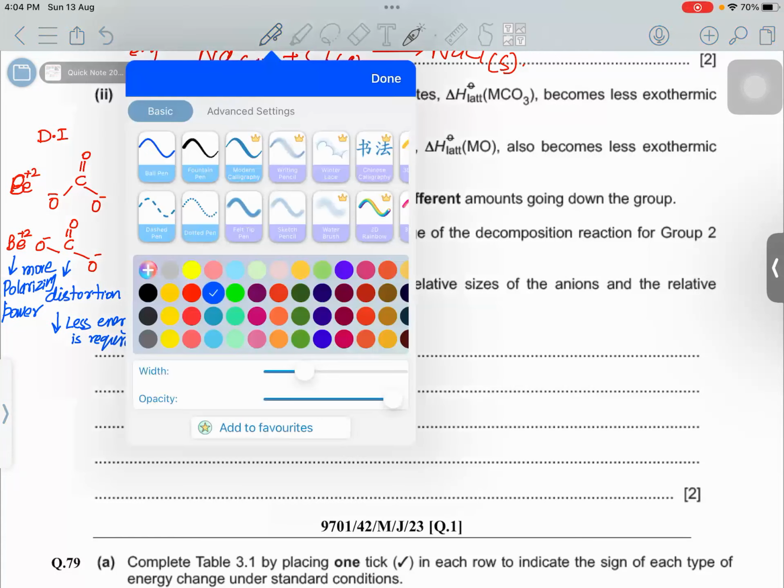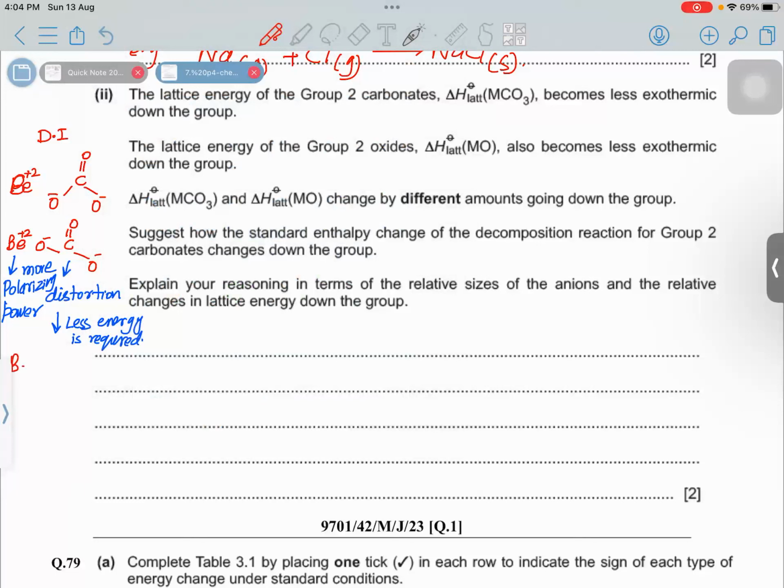Now in the end, because of the distortion, beryllium oxide and carbon dioxide are formed. Oxygen is removed easily. So down the group, more energy is required to decompose carbonate. Beta, are you getting my point or not? Okay, sir. Now you can see that lattice energy is given. Lattice energy is less exothermic, right?